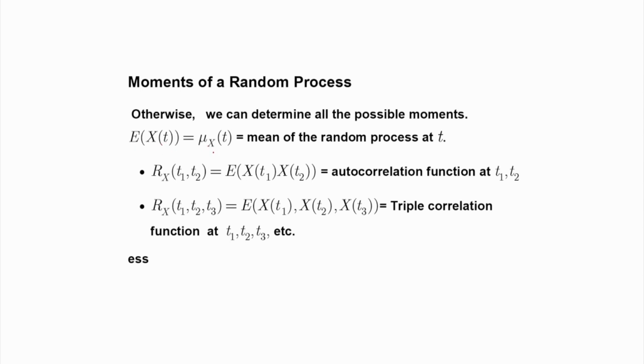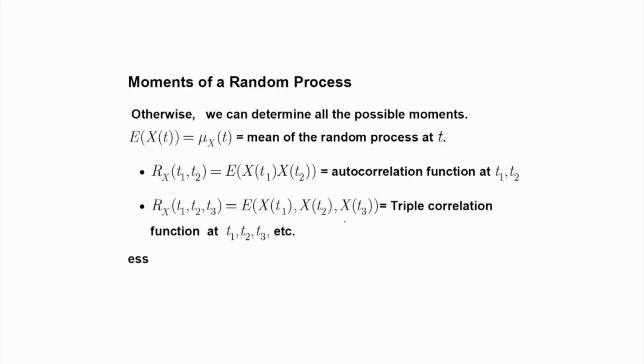We usually denote it by mu_x(t), and it is the mean of the random process at time t. Since the random process at different instants of time is a different random variable, mu_x(t) also will be a function of time. Similarly, R_x(t1, t2) is the autocorrelation function at points t1 and t2. This is defined by E of x(t1) times x(t2). So, that way we can define the joint moment.